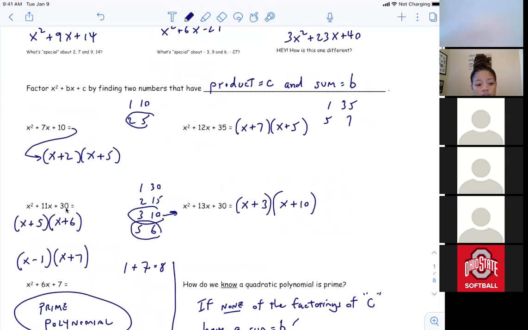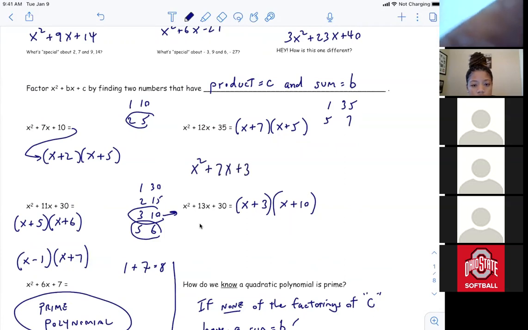So when we got down to here, and I think by now I pushed the recording, but I'm going to play it safe and say this again. If we make a complete list of all the ways you can multiply and get 30, and add those pairs up, find the pair that adds up to 11, then you've got the factorization. Find the pair that adds up to 13, and you've got your answer.